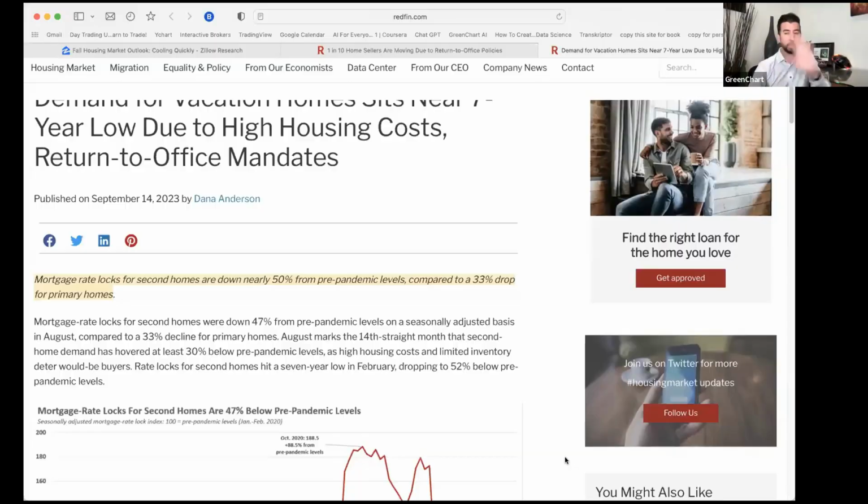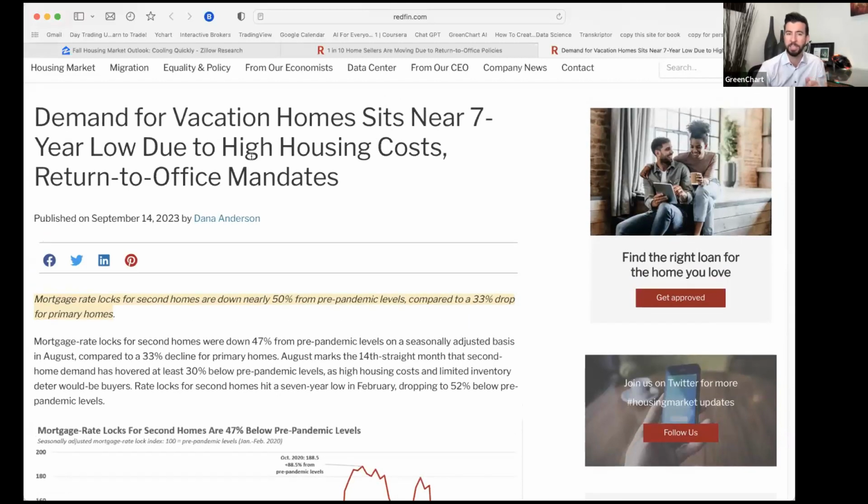Again, no one's reporting on this from like CNN, CNBC, MSN, Fox. No one's talking about this on any of those networks. I think they're all maybe, from their close ties to regulators and the government, being told not to write articles about how the housing market is not as great as it looks. But demand for vacation home sites sits at a 7-year low due to housing costs.